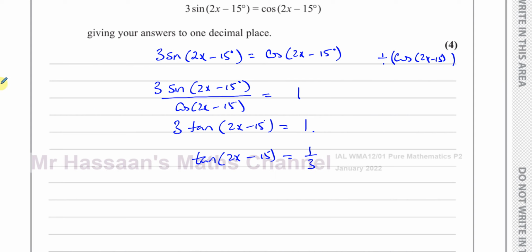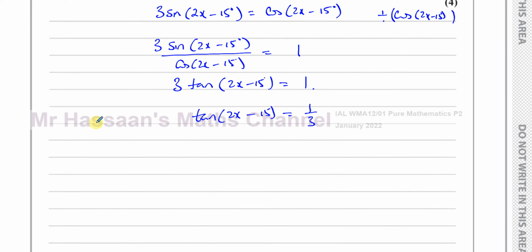Now, one of the very silly misconceptions that some students have is that they think this means tan times 2x minus 15. And so after this, you see some really strange things going on. Tan on its own doesn't mean anything. It has to have an angle with it, and this is the angle: 2x minus 15 degrees is the angle. We have to solve this equation now using the inverse tan in our calculator.